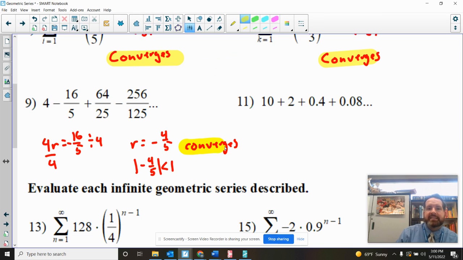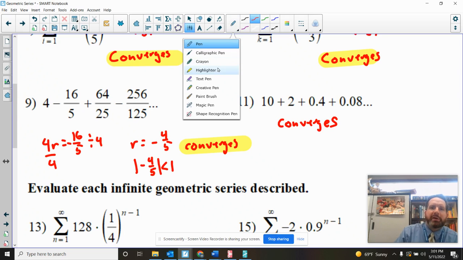And then lastly, same thing. Matter of fact, all you kind of have to do is look at the numbers. 10 times a number became 2. That means that number had to be smaller than 1. So this series is going to converge. I know that because the size, the magnitude of the numbers is getting smaller as you go down.